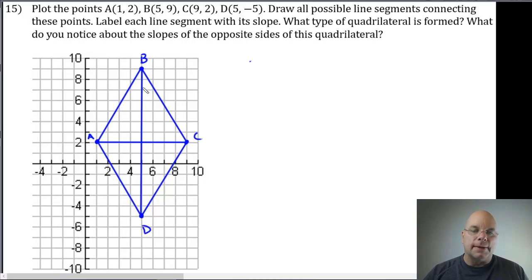It could be a rhombus if all four sides are congruent, and that looks to be the case. In fact, since these other line segments create these right triangles, and since these right triangles are congruent, the hypotenuses of these right triangles must also be congruent. And so we have four congruent sides and a parallelogram, so this is a rhombus.